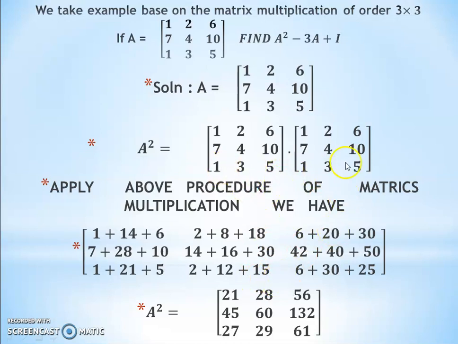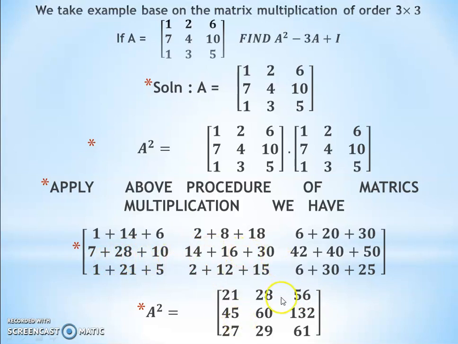Now last row, last column. 1 into 6, 6. 3 into 10, 30. 5 into 5, 25. So we add 1 plus 4, 14 plus 6, 21. 2 plus 8 plus 18, 28. 6 plus 20 plus 30 is 56. 7 plus 28 plus 10, 45.